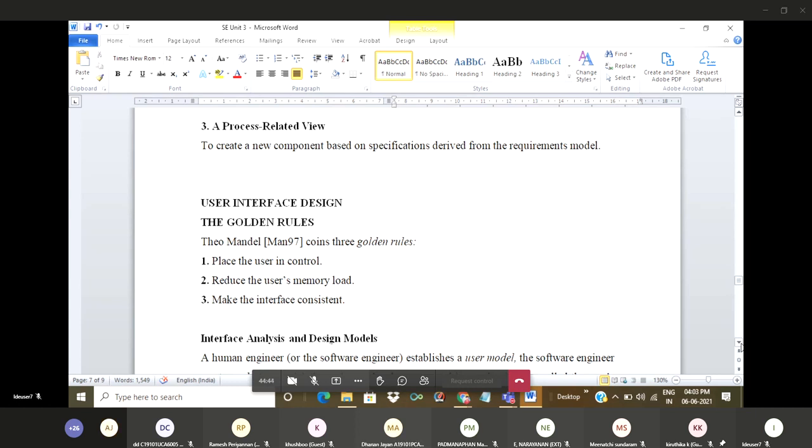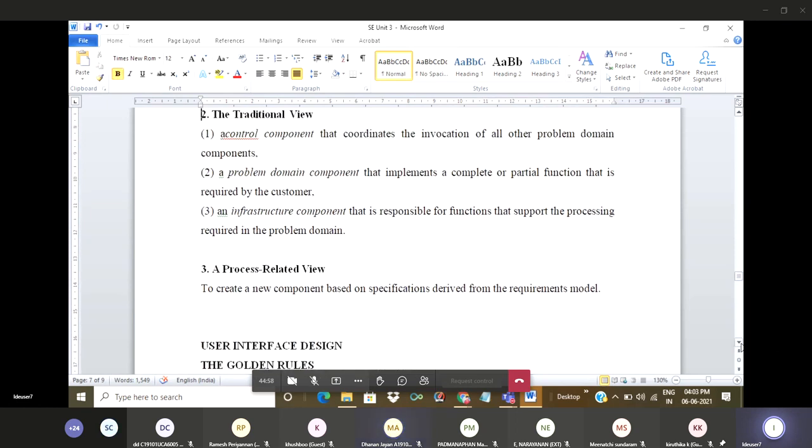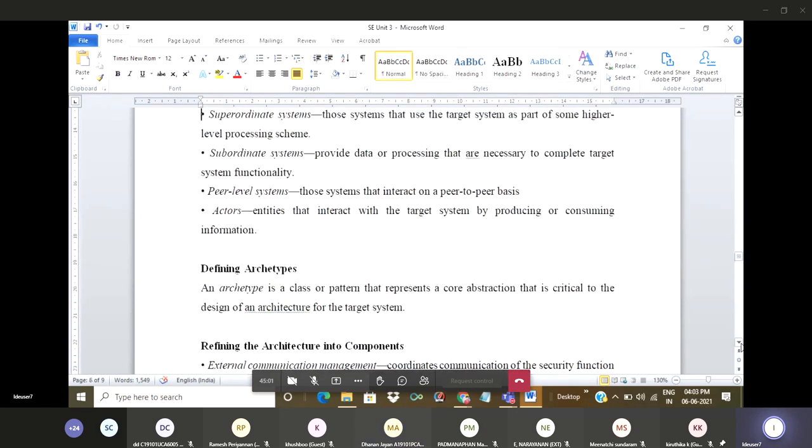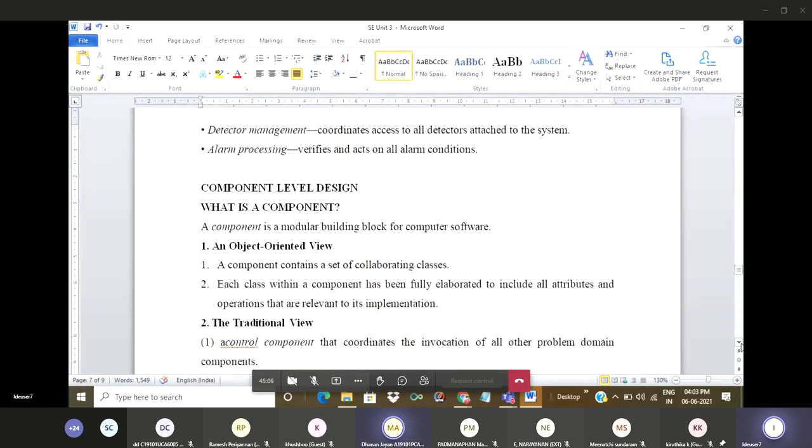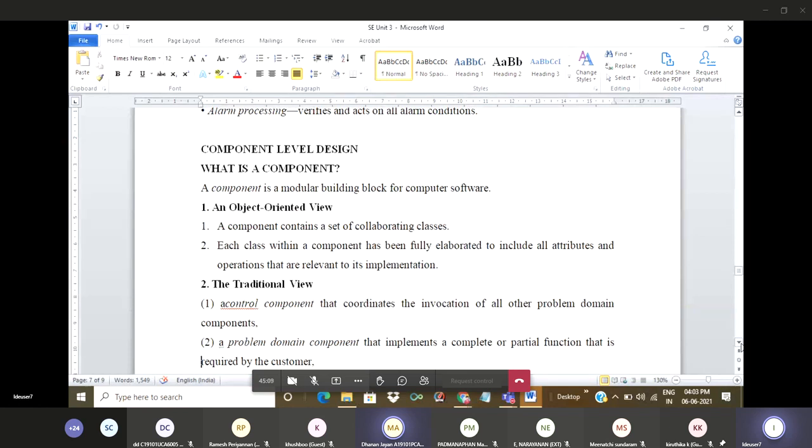Sir, we can't hear your voice. Your voice is not clear. Can you hear now? Yeah. From where can't you hear my voice? From here, component level design. Yes, component level. And also, would you be able to provide any live example? You just read the PPT, so we can't understand anything. If you give any real time example, we can understand easily. That will help us. Can you give that?